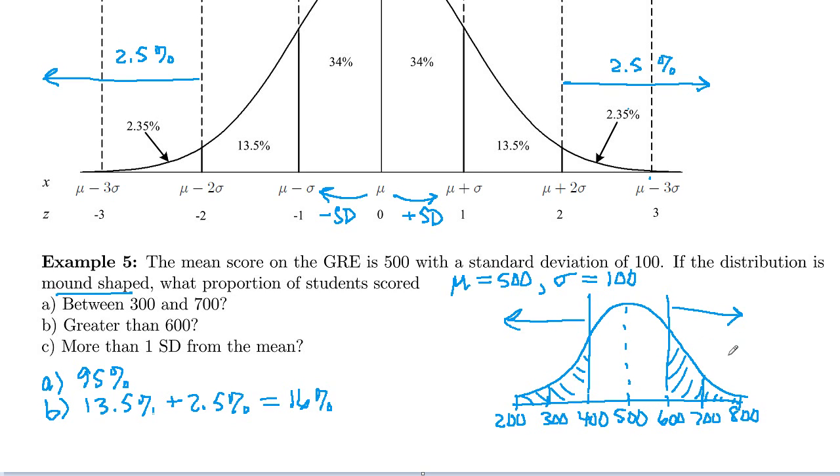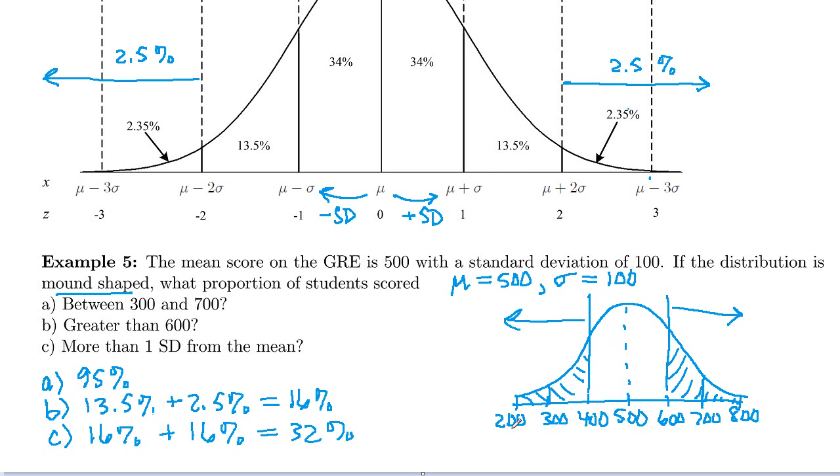Well, in part B, we found this area was 16%. It's a symmetric distribution, so this over here is also 16%. So part C is going to be 16% plus 16%. So you're going to double that, 32%. So 32% of the test takers should have scored more than one standard deviation from the mean.